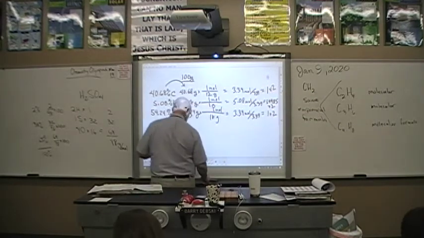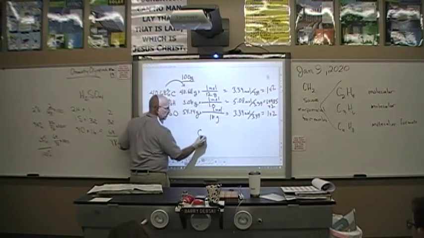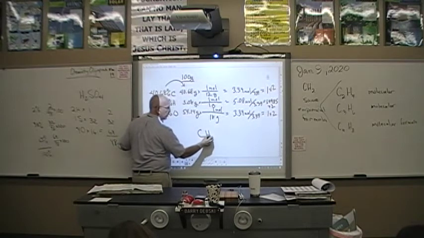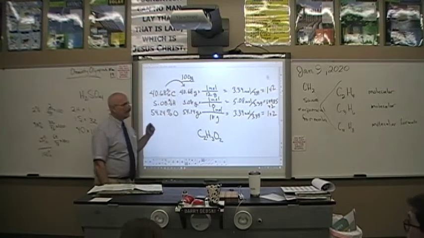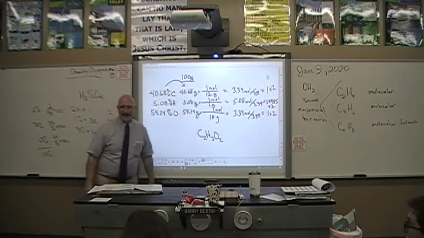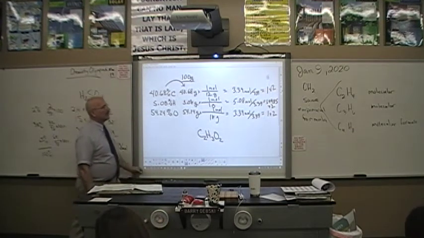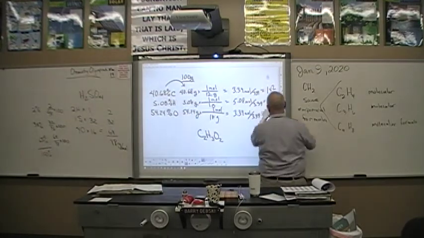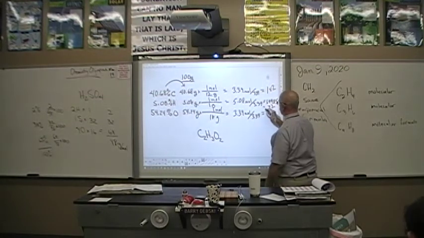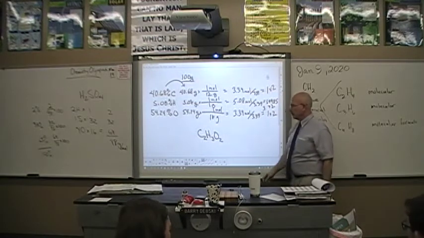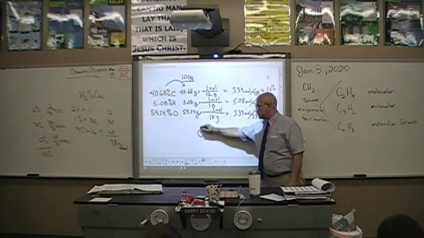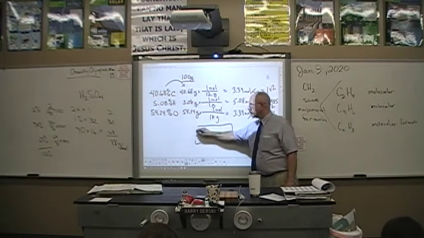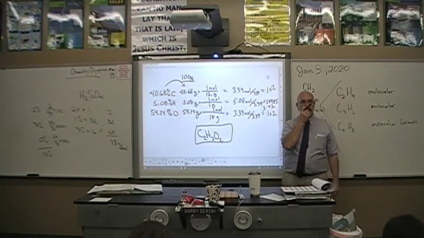And my final empirical formula here, C2H3O2. So my final answer here, 2, and 1.5 times 2 is 3, and 1 times 2 is 2. These are my subscripts that end up being here. C2H3O2. Okay?